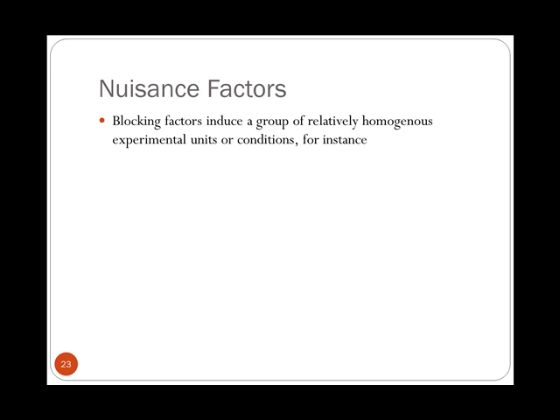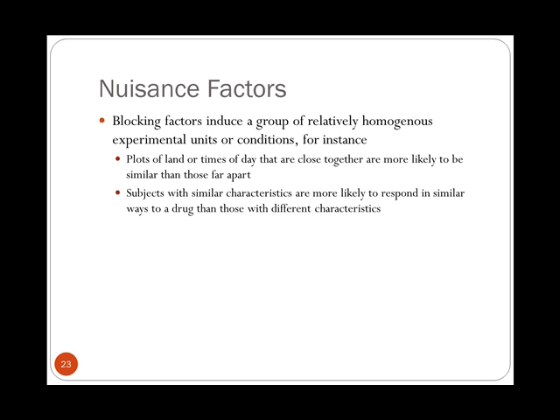Nuisance factors. Blocking factors induce a group of relatively homogeneous experimental units or conditions. For example, plots of land or times of day that are close together are more likely to be similar than those far apart. Subjects with similar characteristics are more likely to respond in similar ways to a drug than those with different characteristics.